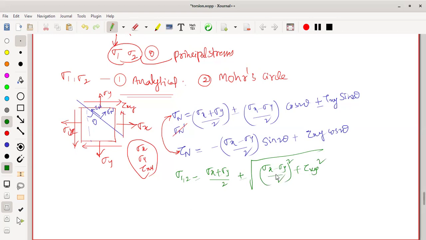Simultaneously, this principal stress will act on some plane. The plane you can get from tan 2 theta p. For this one, the formula is tan 2 theta p is equal to tau xy divided by (sigma x minus sigma y) by 2. So here you will have the 2 theta.